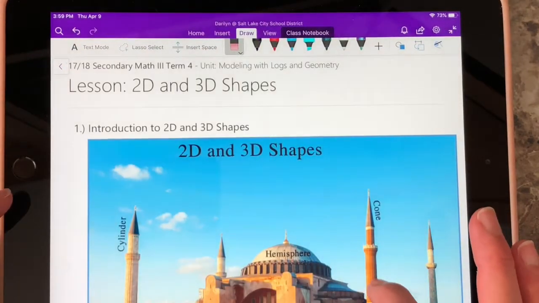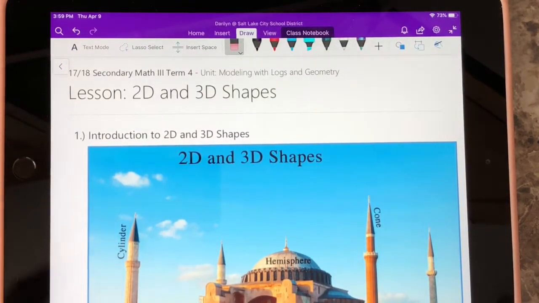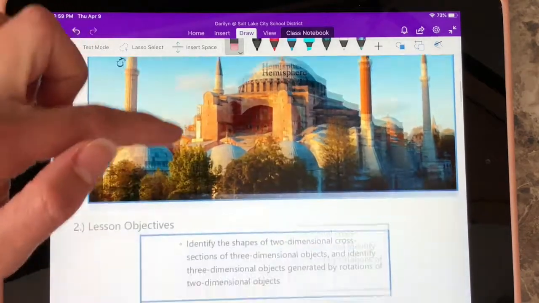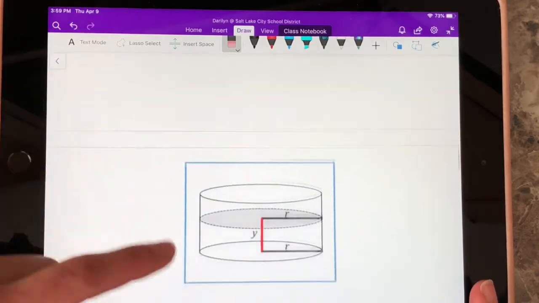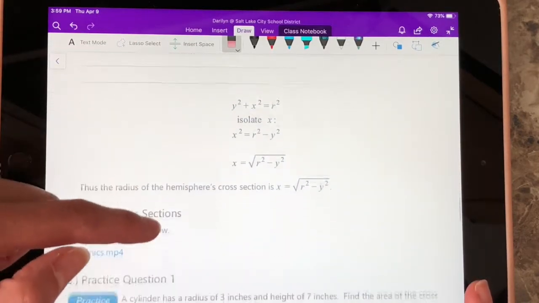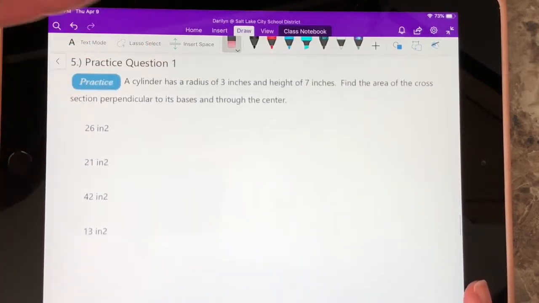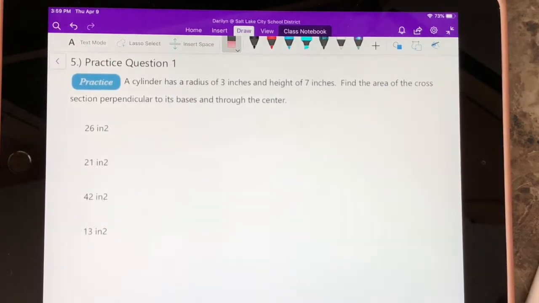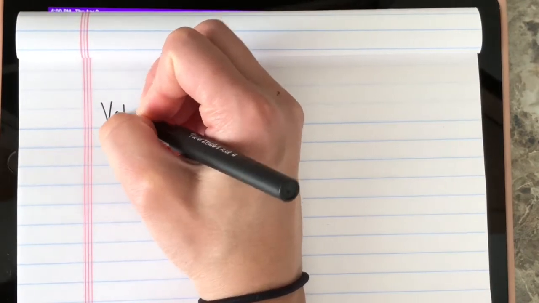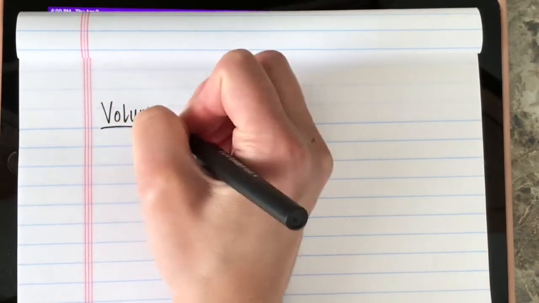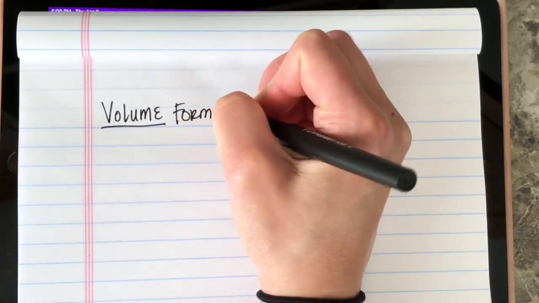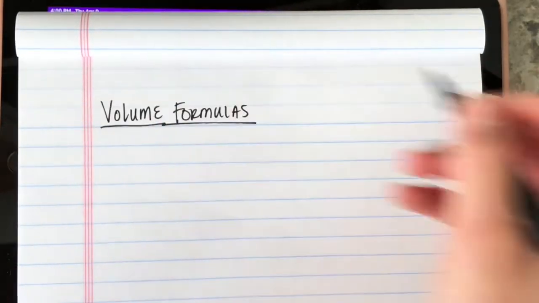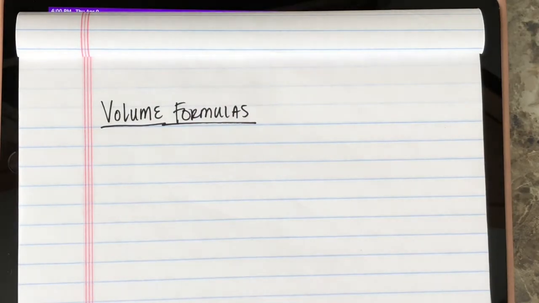So, 2D and 3D shapes. Now that you've watched that video, let's go ahead and look at all this stuff. I'm going to fast forward, you guys. One of the things that we need in order to do this lesson is to remind ourselves of some volume formulas. So go ahead and write on your notes, volume formulas. And I hope you have your notes titled 2D and 3D shapes because that will obviously help you for your notebook check.